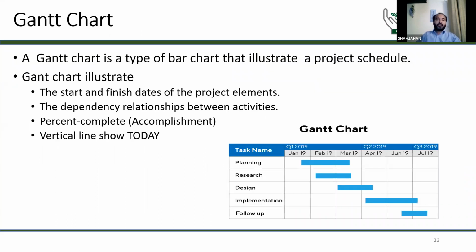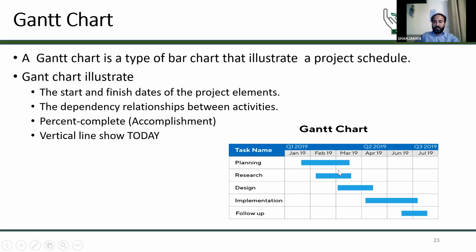Then there is another chart, the Gantt chart. This is also for planning. A Gantt chart is a type of bar chart that illustrates a project schedule. A Gantt chart illustrates the start and finish date of the project elements, the dependency relationship between activities, percent complete, and a vertical line showing today. So whenever we want any project, we have to show our management when we will start this project, who will do this project, which staff, and what the date to accomplish is, when we will start, when it will end.